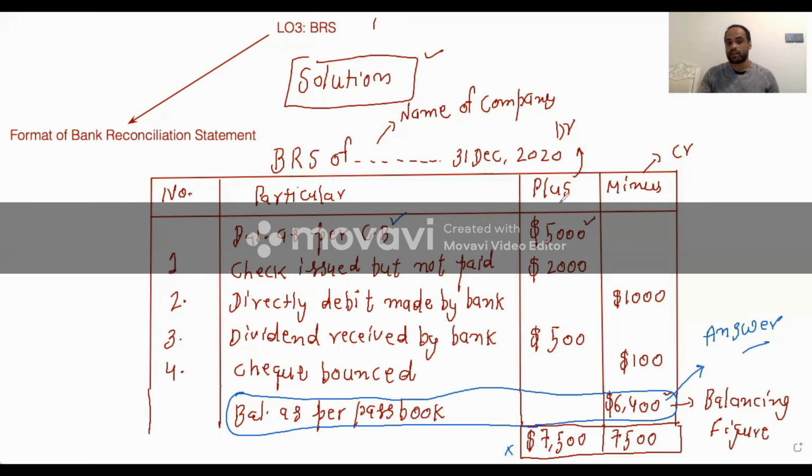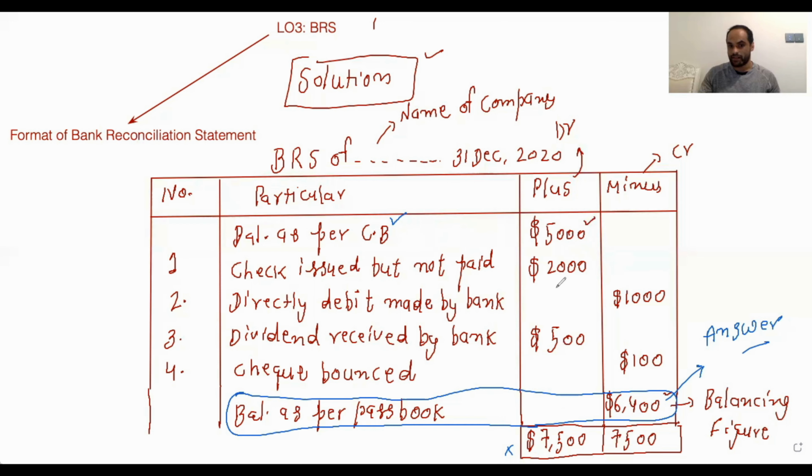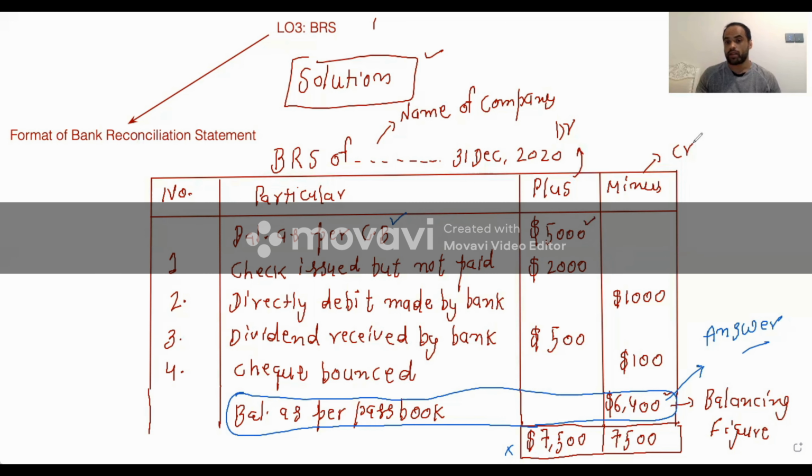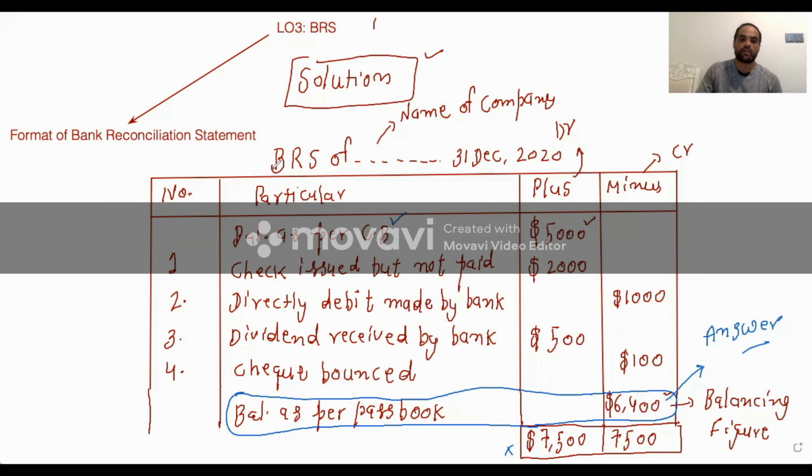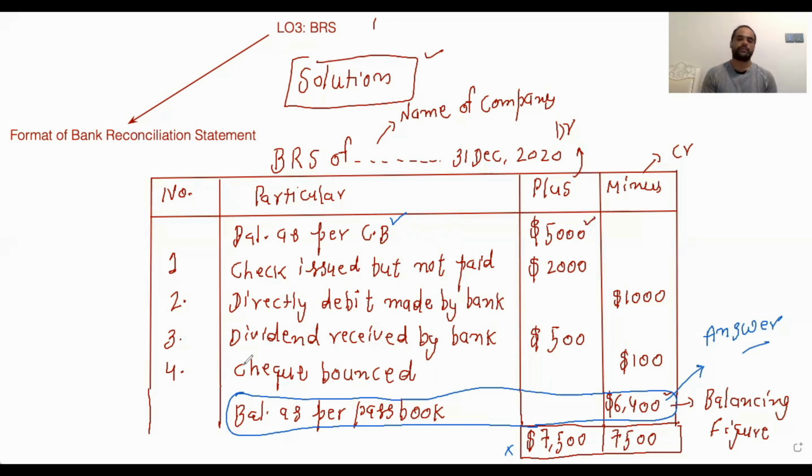So how did we get 6,400? We will see which side is higher. Obviously this side is higher. So the balancing figure is 6,400. So it means your cash account has a debit balance because the debit side is higher, or in other words, you can call it your passbook has a credit balance. So it means in your bank account, you have $6,400. That is the reason to prepare this bank reconciliation statement. This is your answer. That's how your bank reconciliation statement looks.